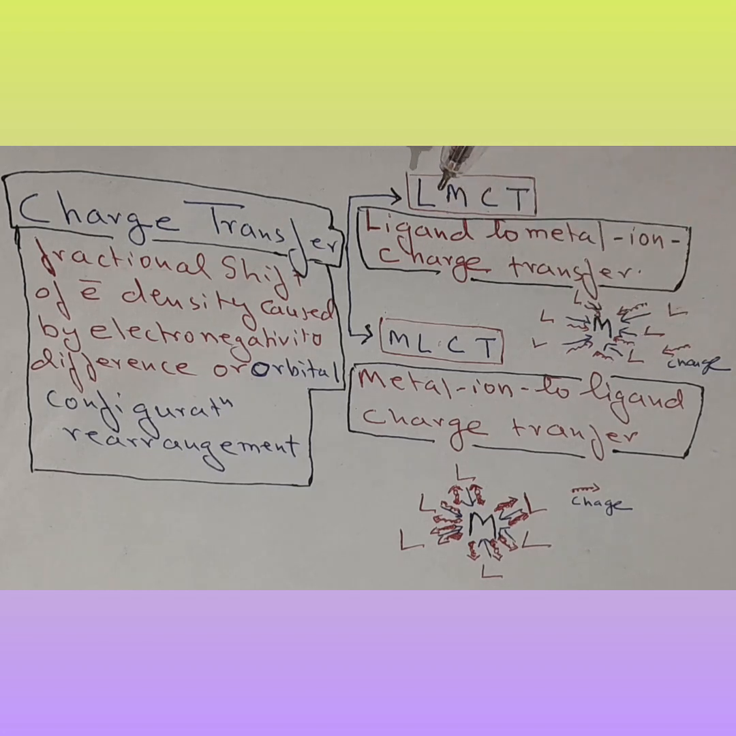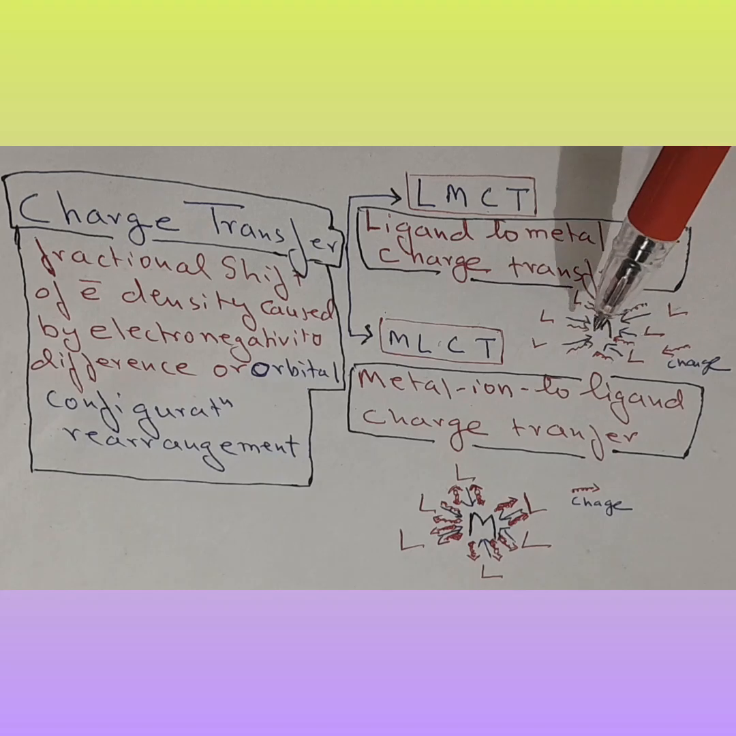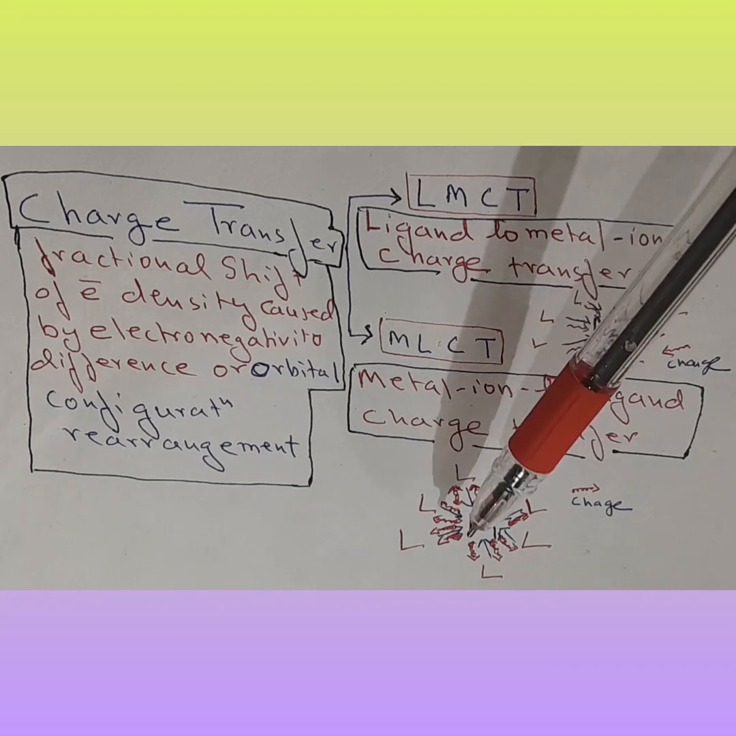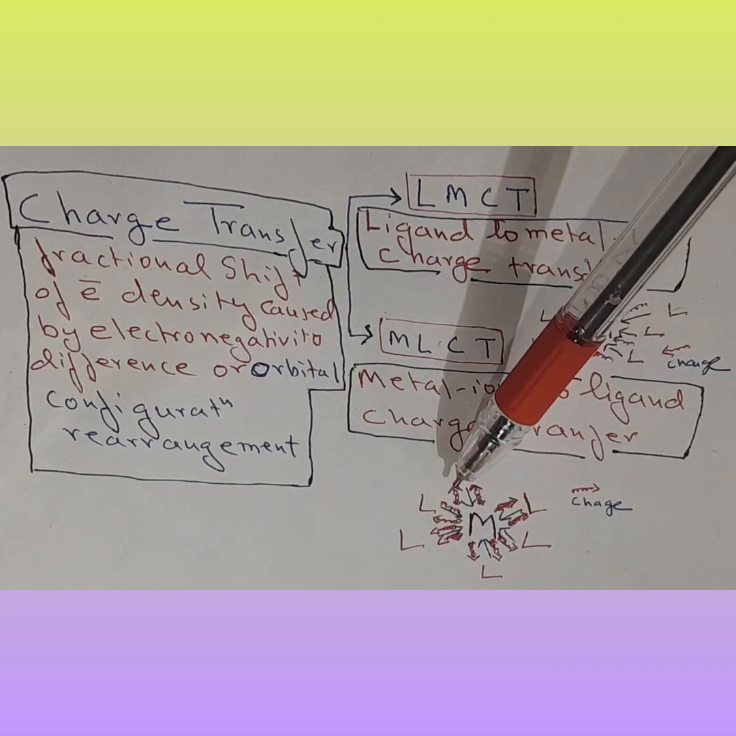When we are talking in terms of ligand to metal, I have shown here the charges being shifted towards the metal. So this is ligand to metal charge transfer. Whereas here it is the other way around, metal to ligand. It's our guess anyway that when the electronegativity of the metal is more, this would occur. And when the electronegativity of the ligands is more, then the charge would be transferred towards the ligand.